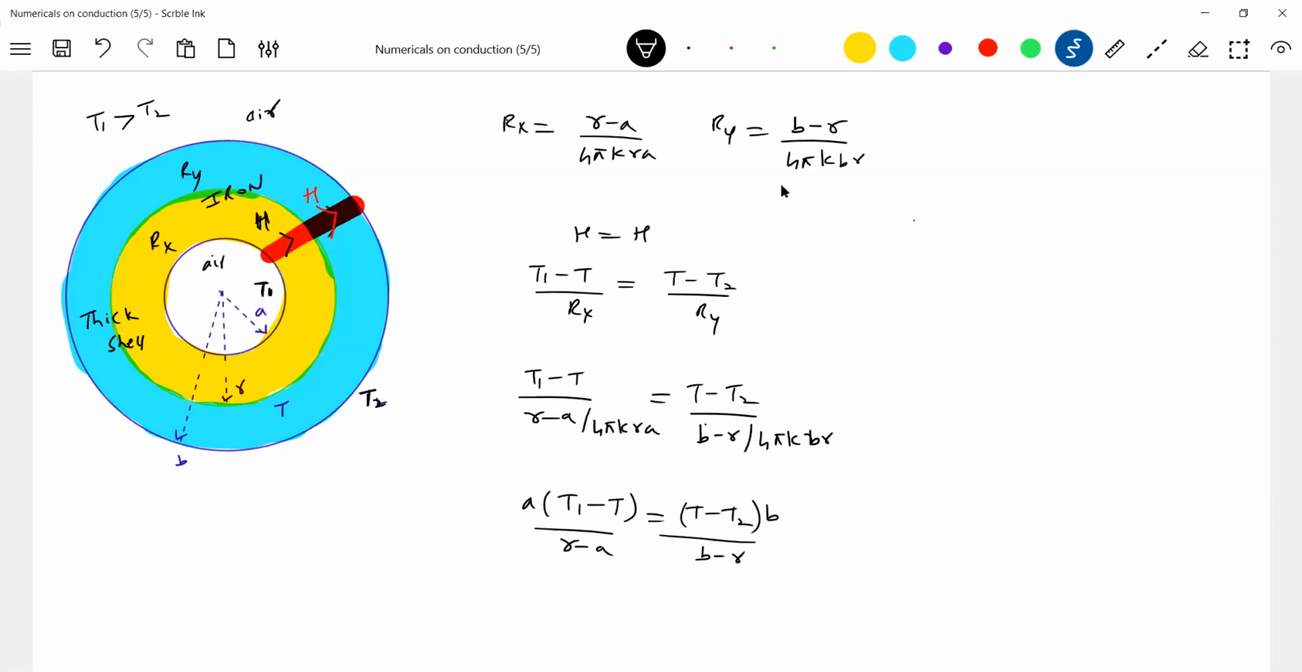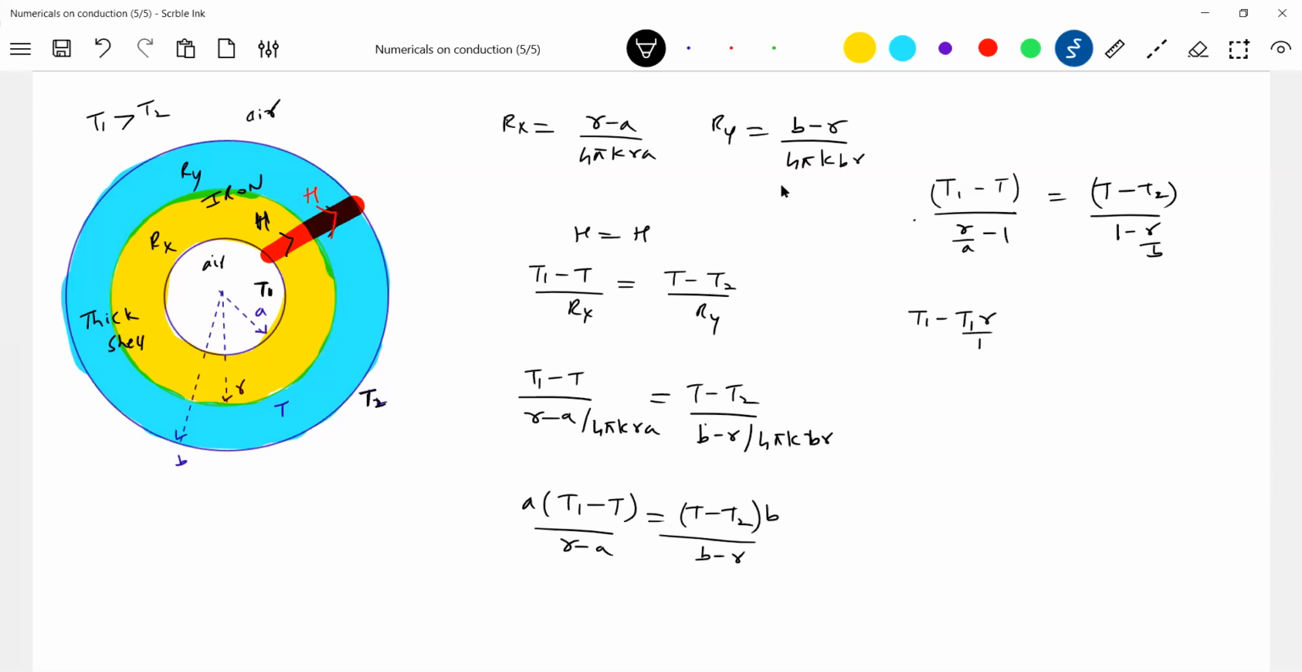So if you want, we can take it this way, but so many calculations will come, eight terms will come. So let me write it in another form: (T1 minus T) by (r by a minus 1) equals (T minus T2) by (1 minus r by b). Okay, now you simplify.